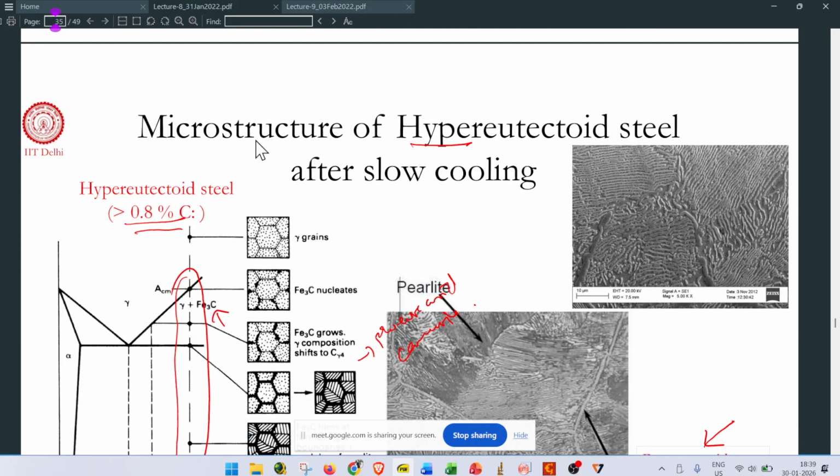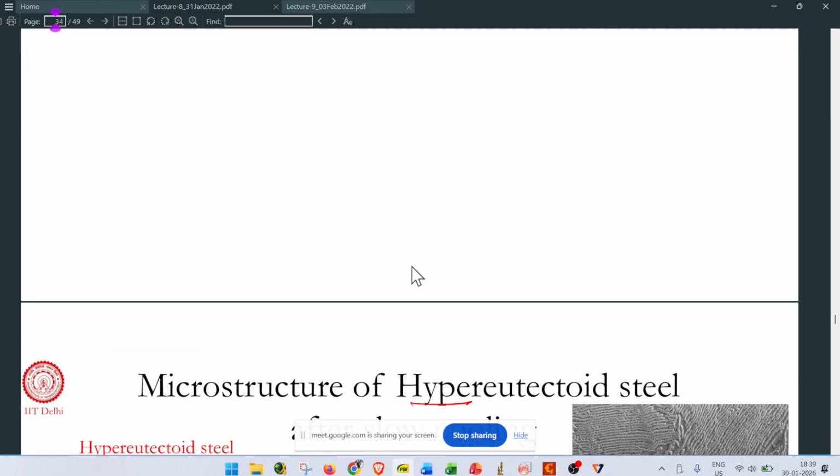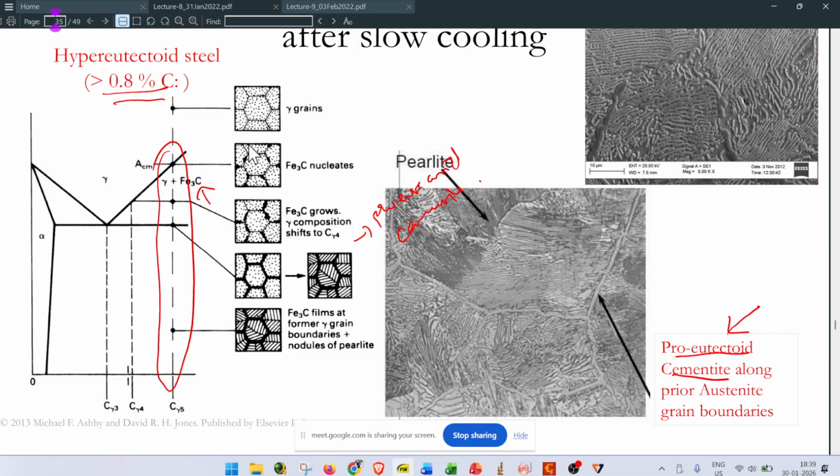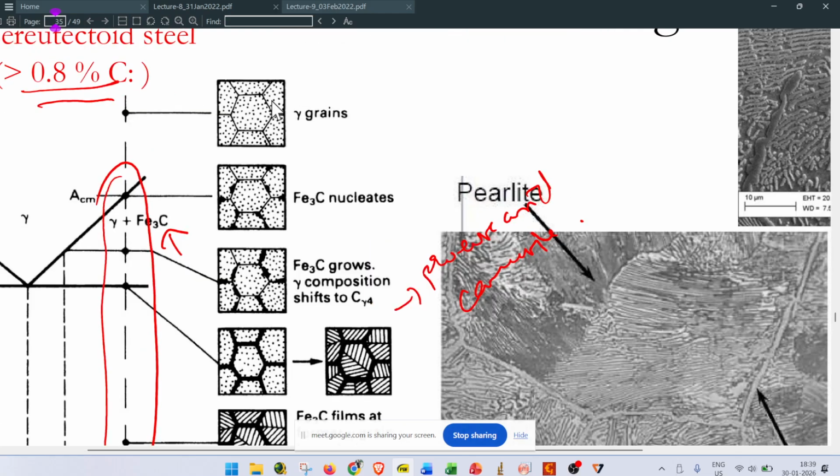Okay, so how does a hypereutectoid steel microstructure look? That is, after 0.8 percentage carbon. How will it look? Similar to what we have seen previously, here we have a gamma phase.